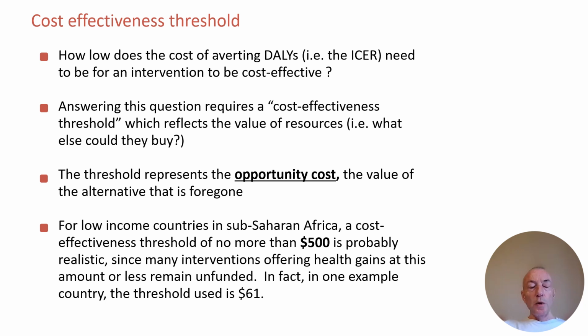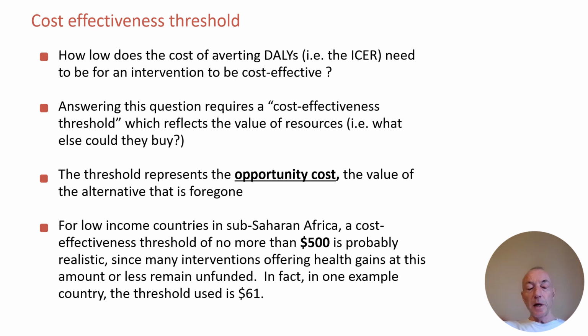So how low does the cost of averting DALYs, how low does the ISA need to be for an intervention to be cost effective? Answering this question requires a cost effectiveness threshold, which reflects the value of resources. In other words, what else they could buy. The threshold represents the opportunity cost, the value of the alternative that is foregone by spending on this intervention.